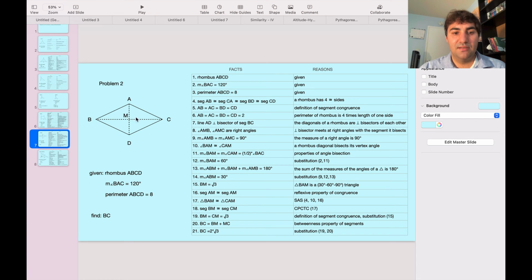So these two segments are congruent, and therefore the lengths are going to be the same. So the length of BM equals the length of CM equals root 3. By the betweenness property of segments, we know the length of BC equals the length of BM plus the length of MC. And the length of MC is equal to the length of CM, so we're not going to worry about the ordering so much here. At any rate, we get BC is equal to the square root of 3 plus the square root of 3, which is equal to 2 times the square root of 3. So that's the length of this diagonal BC, 2 times the square root of 3.